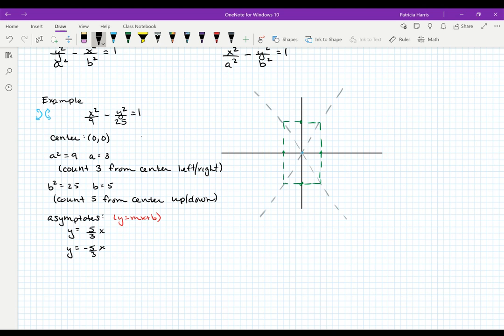Now, we're going to remember that my hyperbola goes side to side, and I'm going to use the asymptotes and the vertices of the hyperbola to help me graph. The vertices of the hyperbola are these points right here. Okay, here we go.